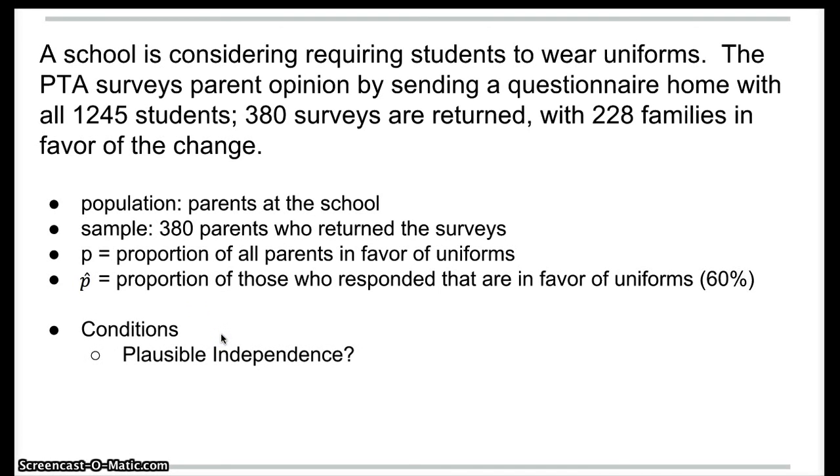The first one is the plausible independence. Unless it's one parent and then the husband or wife sending it in, then I would think that they'd be independent. I would not think of a reason why they would affect each other. Is this random? And again, it's not random. It's biased by non-response. There may be lurking variables that affect the opinions of parents who return surveys and the children who actually deliver them.